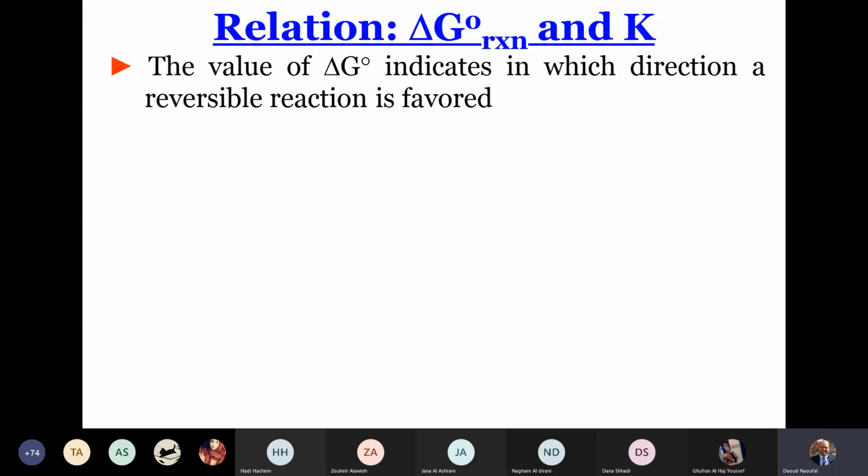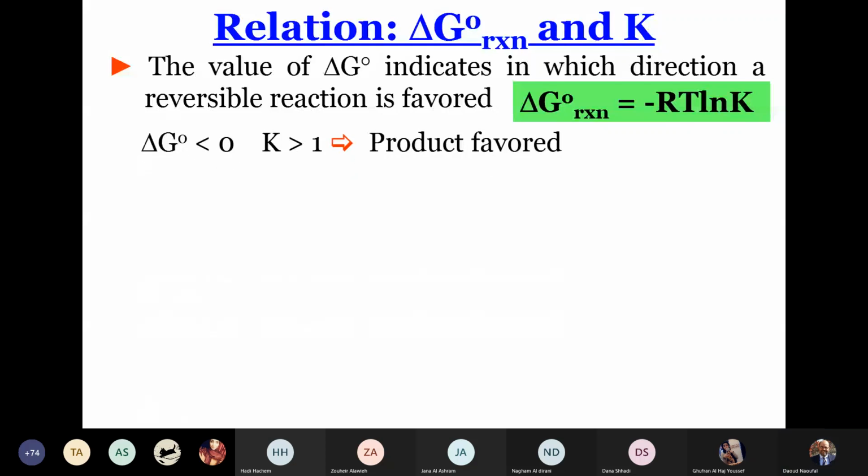So the value of delta G0 of the reaction indicates in which direction a reaction is favored. No relation with the spontaneity. The term favored means this reaction is advanced or not advanced, so the yield of this reaction is high or low. Delta G0 is related to the equilibrium constant. If delta G0 is negative, K is greater than 1, that means we have more products than reactants, so the reaction is favored in direction 1.